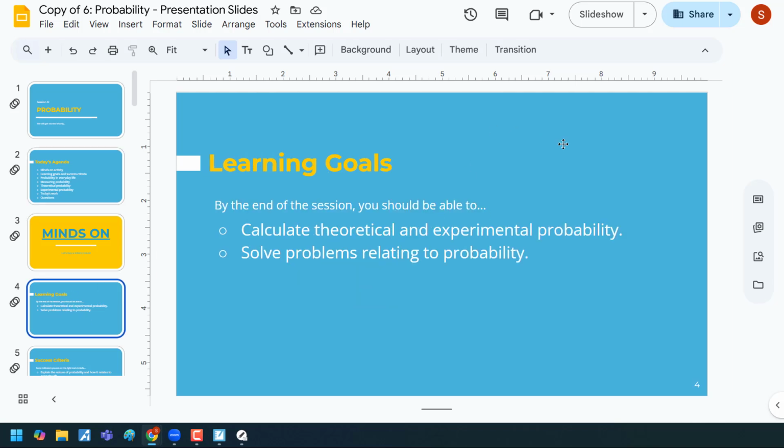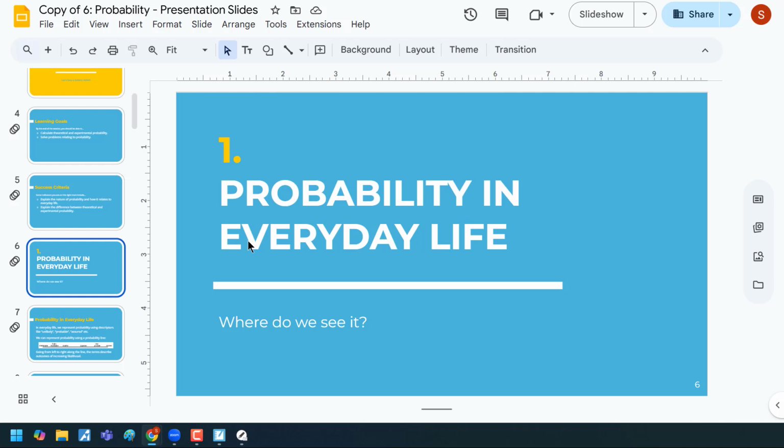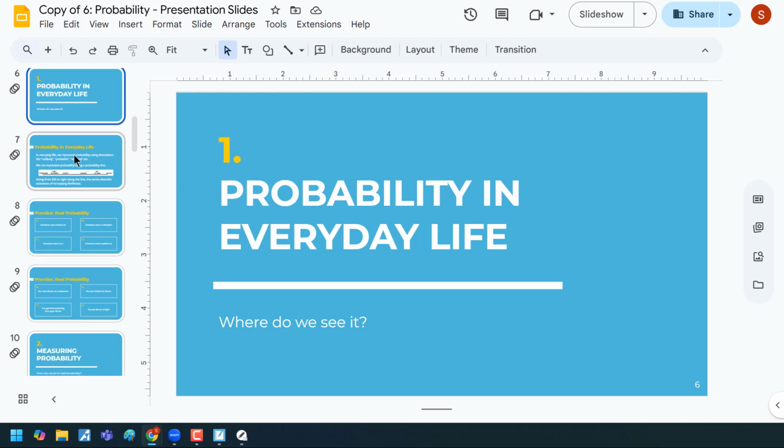All right, learning goals. By the end of the session, you should be able to calculate theoretical and experimental probability and solve problems relating to probability. Success criteria: explain the nature of probability and how it relates to everyday life. Explain the difference between theoretical and experimental probability. In everyday life, where do we see it? Good question.